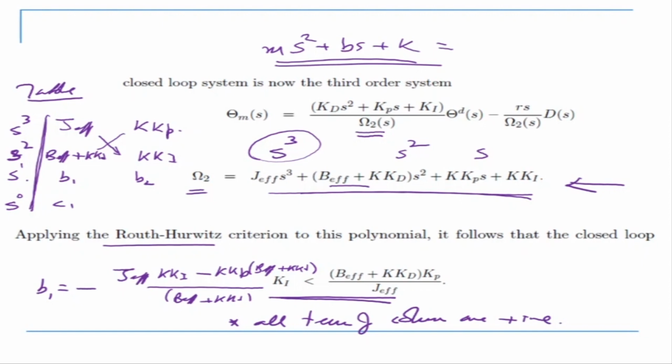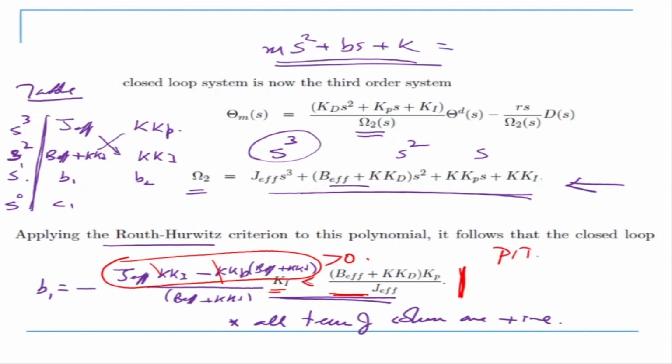This term that I just wrote has to be positive, greater than 0. If you put this greater than 0, then K and K will cancel. You will get that Ki must be less than B effective plus K Kd into Kp by J effective. You need to satisfy this condition. Ki is your integral gain. So in a PID controller, for this system to be stable, your integral gain has to be less than this term always, and if this condition is not satisfied, the system will become unstable. This is something to note about a PD controller and a PID controller.